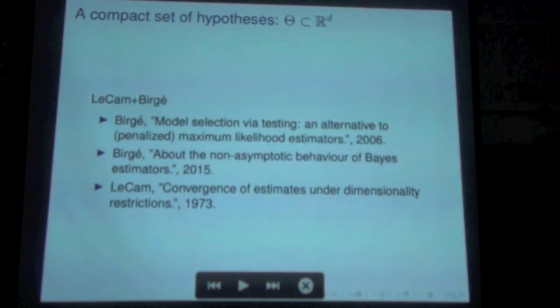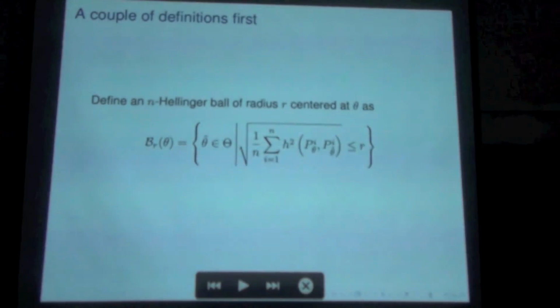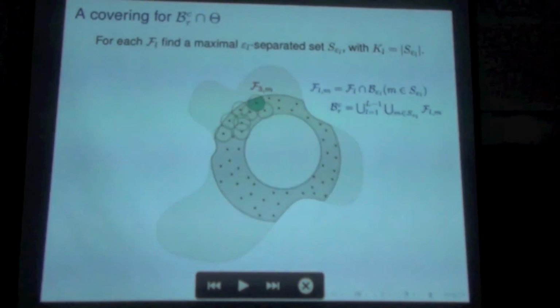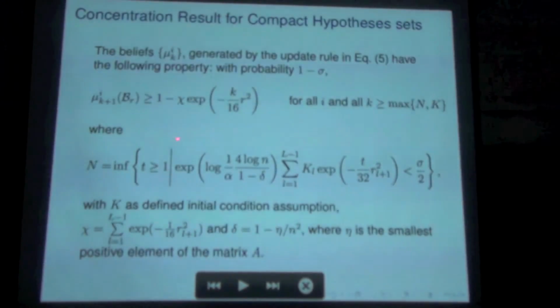So we have the general case. What I showed you before is for the case of theta being a finite probability space, so a finite number of hypotheses. But I also have the result for when theta is a compact subset of R^d. I'm not going to explain it because it's too complicated, but the result is sort of the same.